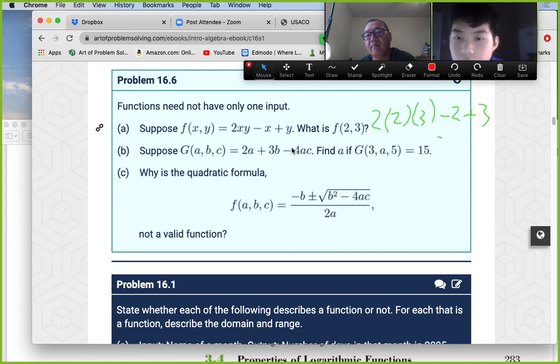So that equals... plus 3 equals 13. Yes, that's correct. Okay, then go to B. Can you read the B? Suppose g of a, b, and c equals 2a plus 3b minus 4ac. Find a if g of 3a and 5 equals 15.